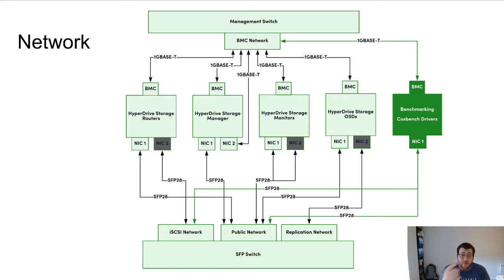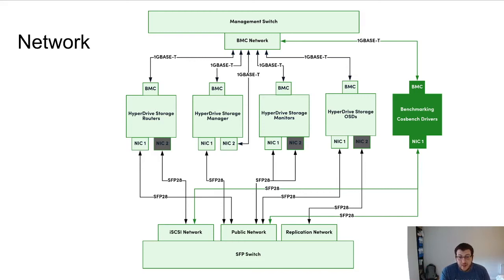But yeah, we're connected to, and I've actually got iSCSI network here. It should be the S3 network, but it's the same thing in principle. It's for Rados gateway. The Cosbench drivers are going to talk over, in this diagram, the iSCSI network, but assume it's the S3 network, to the storage routers, and that's the data path basically. And then it's going to come out of the storage routers on NIC1 and go to the public network.